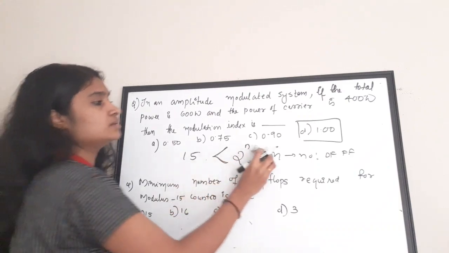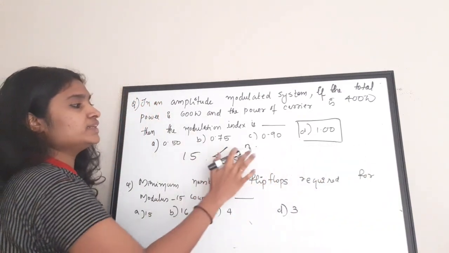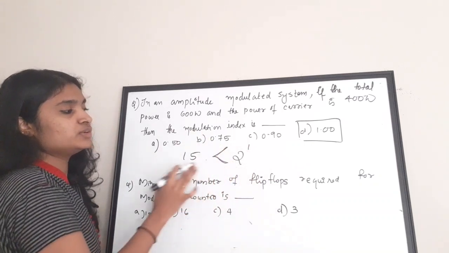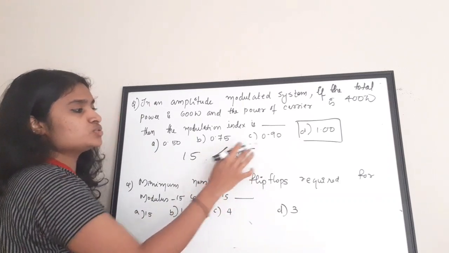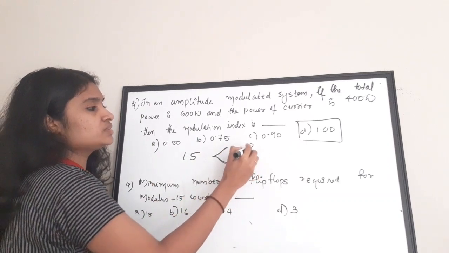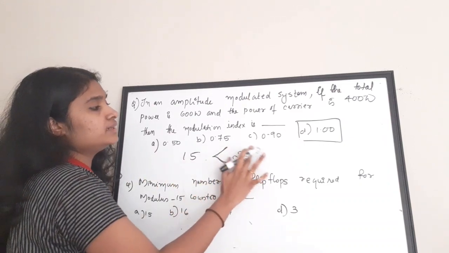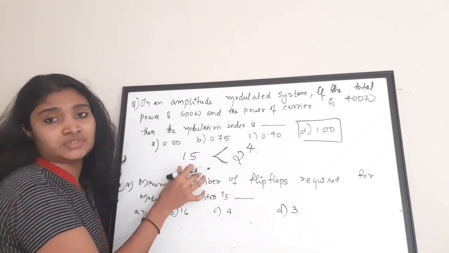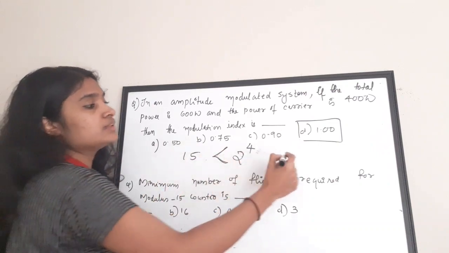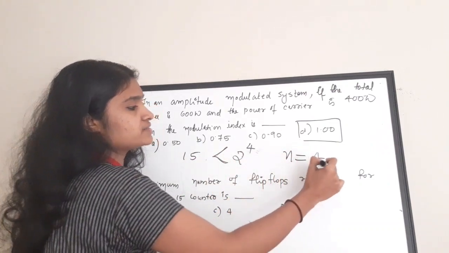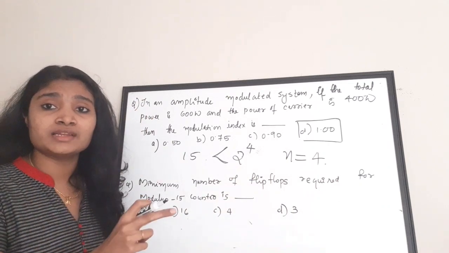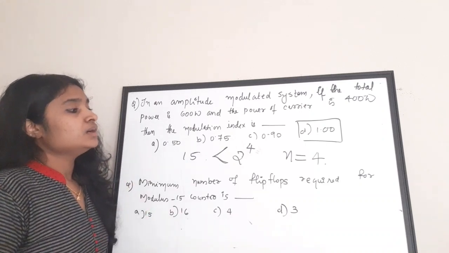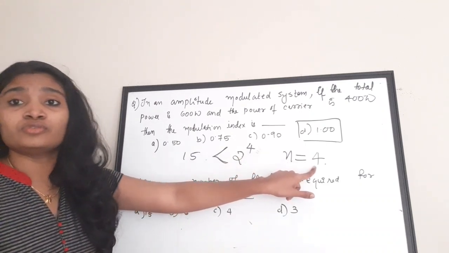Let us start with 1. If you take the number of flip-flops as 1, then it is 2 raised to 1. Is this condition satisfied? No. Then take 2. 2 raised to 2 is 4. Again, not satisfied. 2 raised to 3 is 8. Not satisfied. Then take 2 raised to 4, which is 16. Yes, 16 is greater than 15, so this condition is satisfied. Now the value of n is 4. So the condition is that the modulus value should be less than 2 raised to the number of flip-flops. The value of n is 4 here.